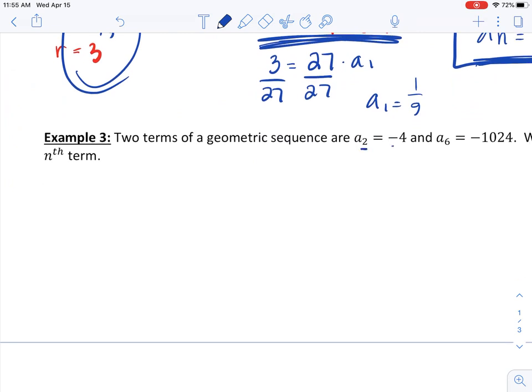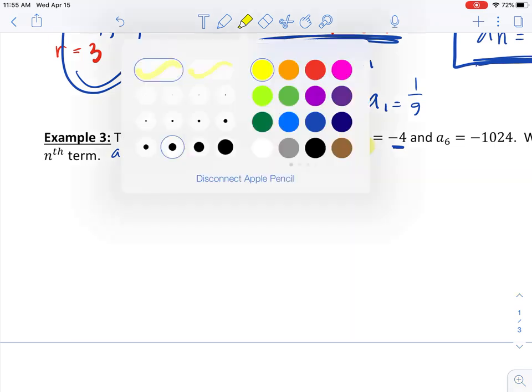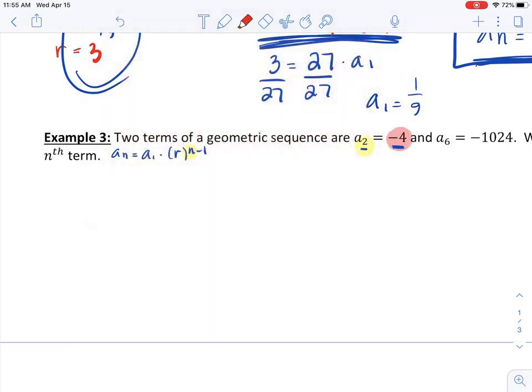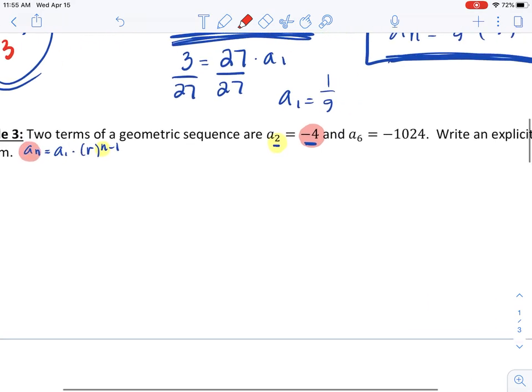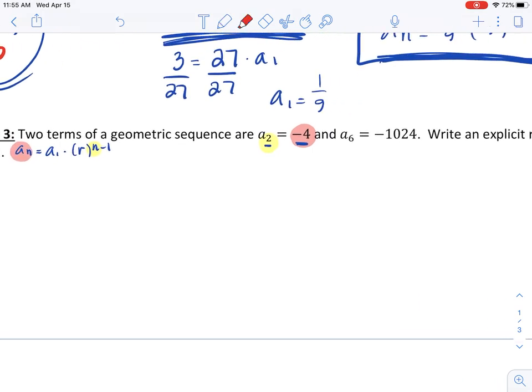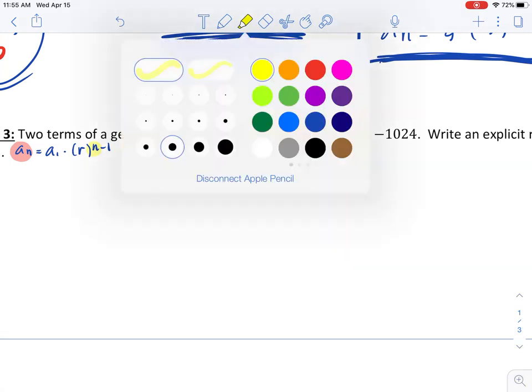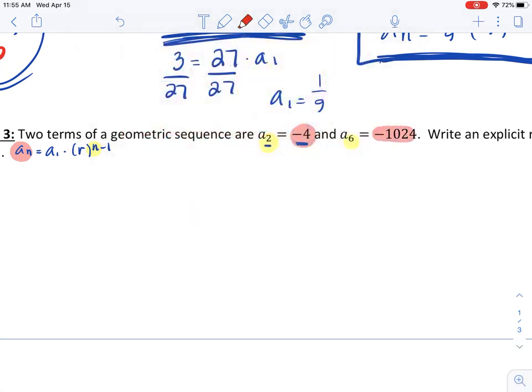I know that when I plug in 2, I get -4. So once again, I'm using that formula. I'm going to write it right here so you don't have to look back up. A sub n equals a sub 1 times r to the n minus 1. All right, so what I'm going to do is that I know that when I plug in 2, which is right there, I get -4, which is right there. And I know that when I plug in 6, which is right there, I get -1024.